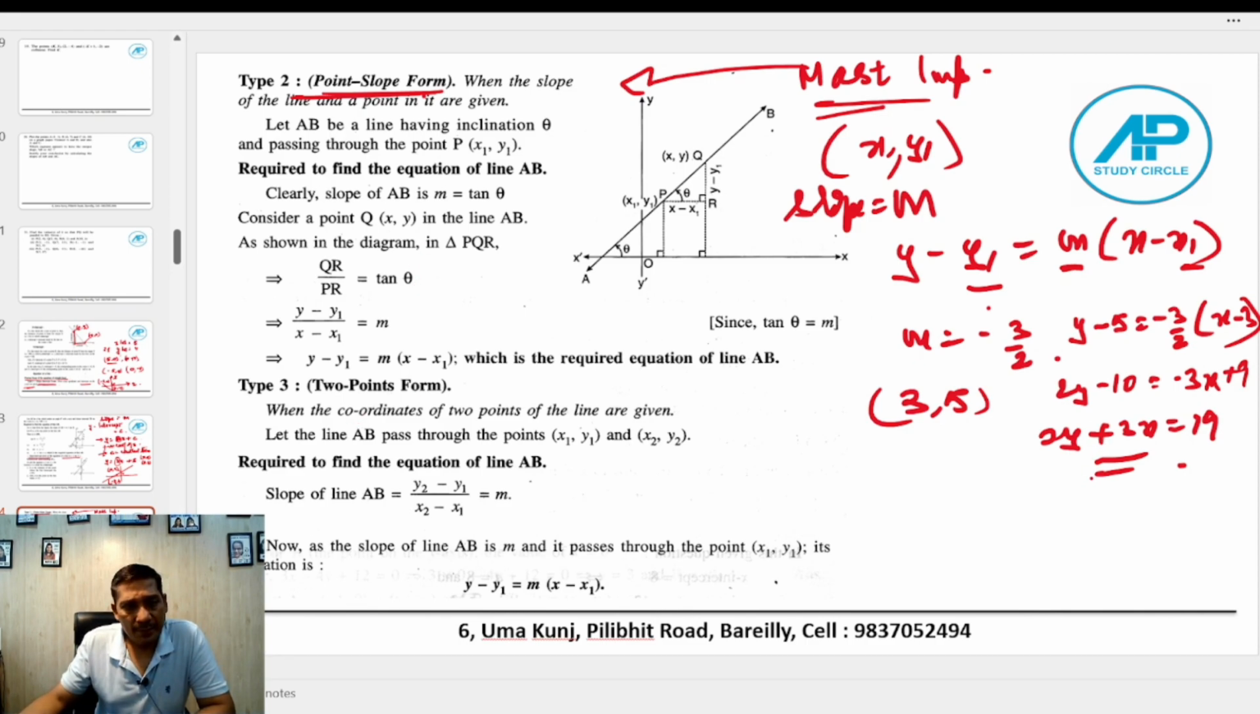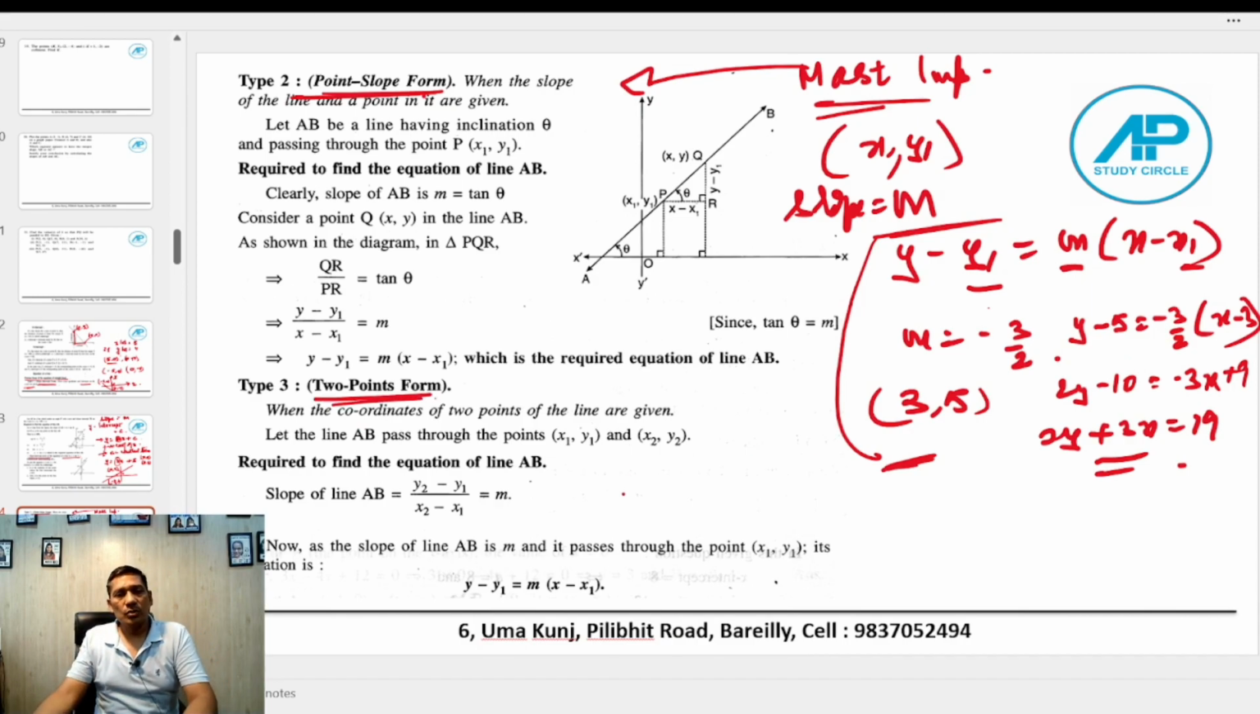I hope I am clear to you regarding this equation. Very important. You got a question of 3 mark or 4 mark on this topic. So the next one, 2-point form. So now I have been given the earlier one. I had been given one passing point. Now I had been given two passing points. Now it says to what?